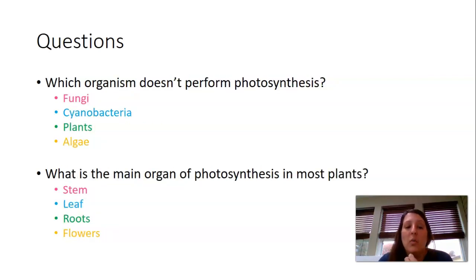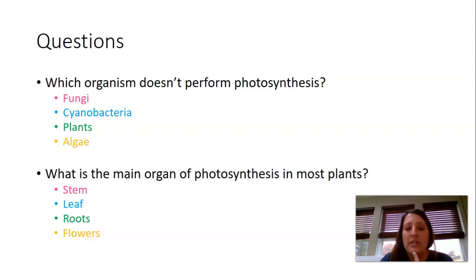Next question. Which organism doesn't perform photosynthesis? So we've got fungi, cyanobacteria, plants, and algae. Which one of those does not perform photosynthesis? So hopefully you answered fungi. Fungi are heterotrophic. They do not make their own food. The rest on here, so cyanobacteria, which are photosynthetic bacteria, as well as plants and algae, are all going to be photosynthetic. Fungi are not.